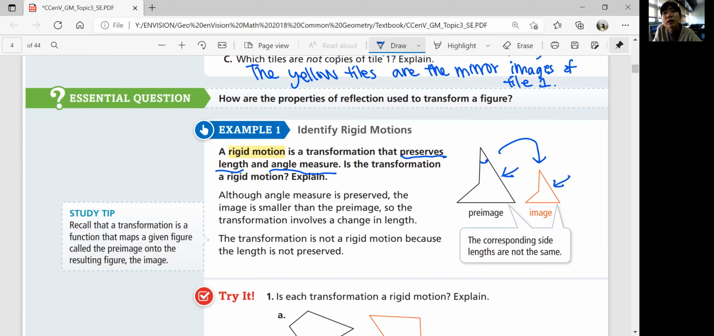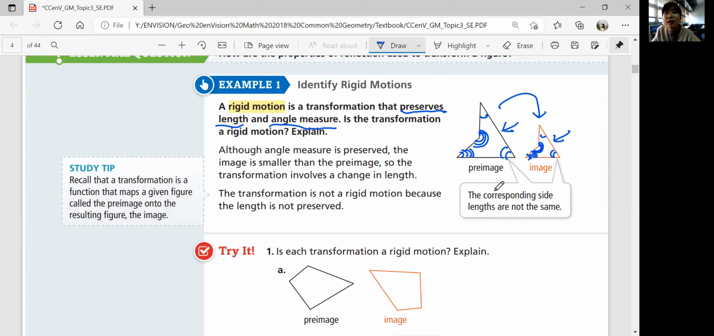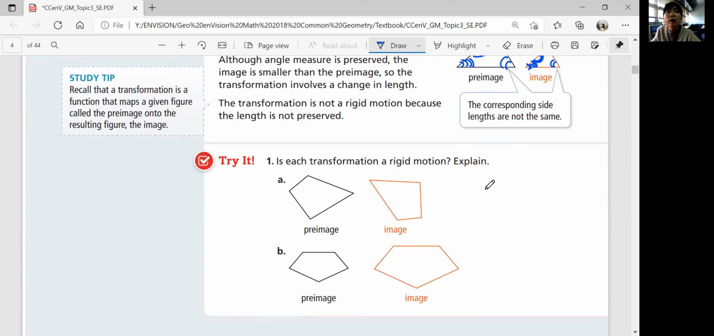Angle measure, sure, they could have the same angles, right? Seems like they have the same angles, but do they preserve length? No. So although angle measure is preserved, the image is smaller than the pre-image. So the transformation involves a change in length, which is not a rigid motion. Okay, a rigid motion has to preserve both length and angle measure. Let's try number 1, A and B.